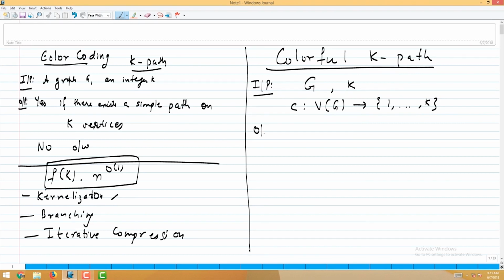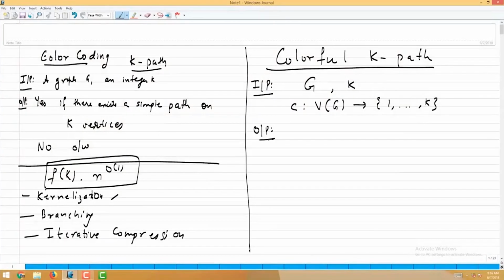And now, what is the output? In the original problem, we were interested in finding: is there a simple path on k vertices? In the colorful problem, we'll be interested in whether there is a simple path on k vertices which is colorful. When I say colorful, I mean I'm interested in finding a path on k vertices where all the vertices have different colors. So the original graph is colored, and when I find a path in the graph, that will be a colored path, right? So I'm not interested in finding any colored path of length k. I'm only interested in finding a path of length k where all the vertices get distinct colors.